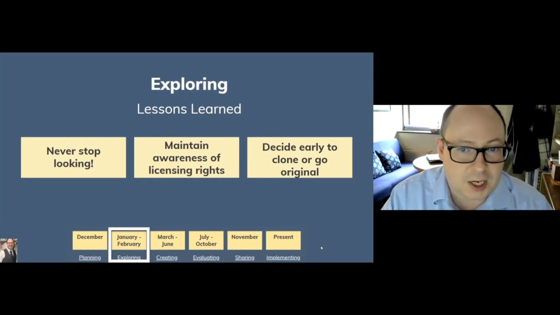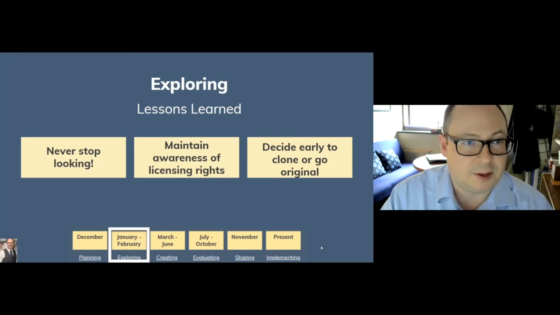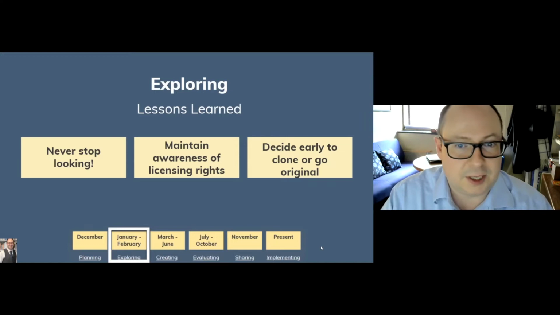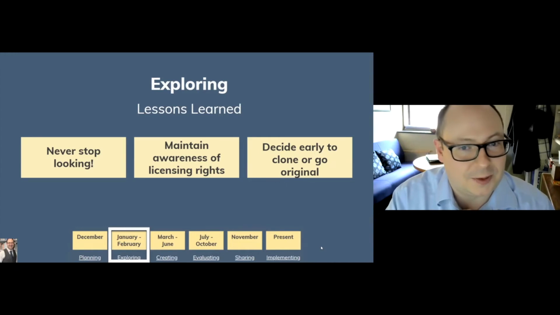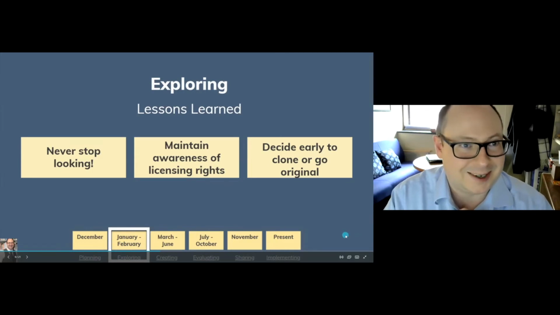And if you can decide relatively early on, we could have saved ourselves a lot of trouble, heartache, and all that good stuff if we had kind of made a decision a little bit earlier about whether or not we were going to clone or whether or not we were going to go all original. Eventually we got there, and I wouldn't trade our experience for anything. But as a takeaway, that's a conversation that you might want to have early on as opposed to later.